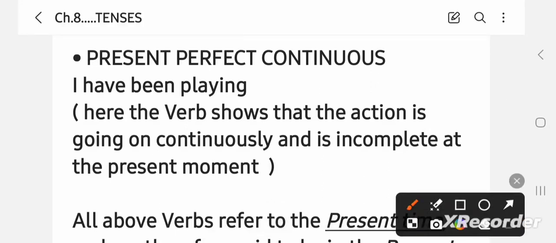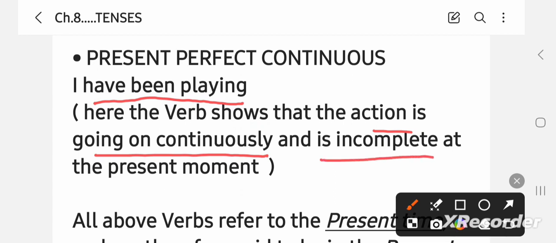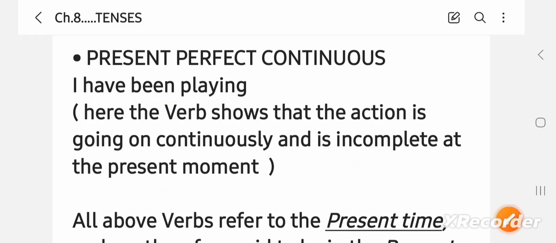Present perfect continuous. I have been playing. Here the verb, have been playing, is showing you that the action is going on continuously. Since the time it was started, up till now it is going on continuously, and it is yet incomplete at the present moment. It has not been completed at the present moment.